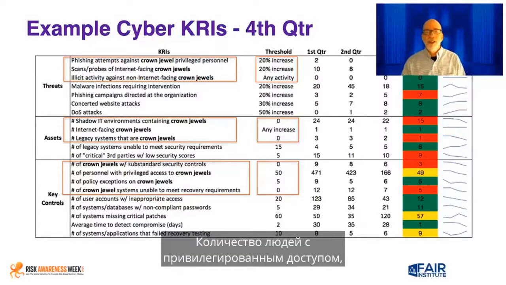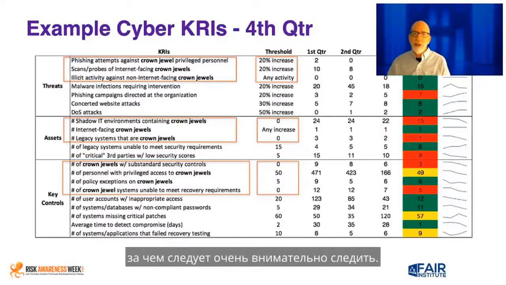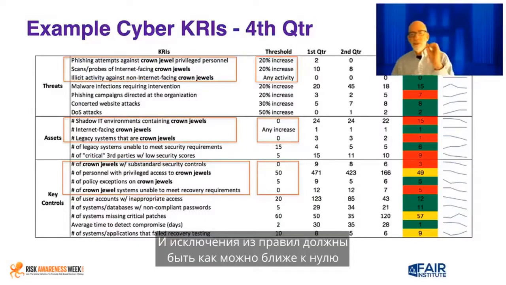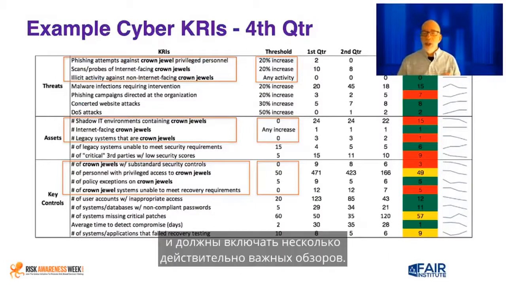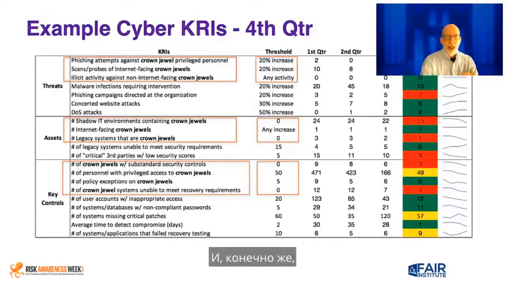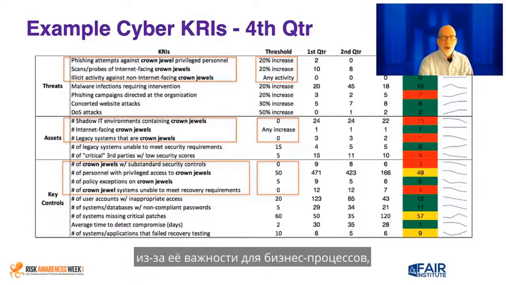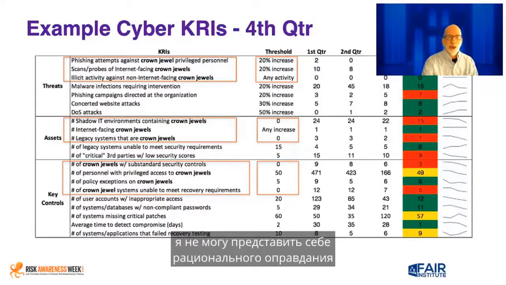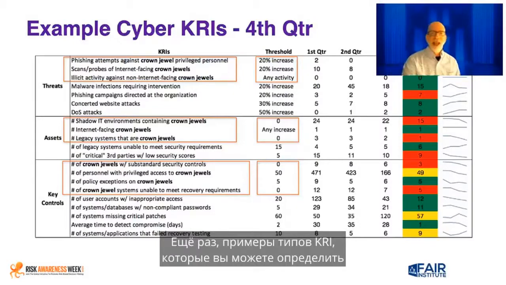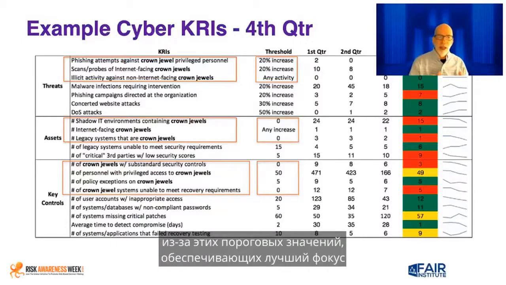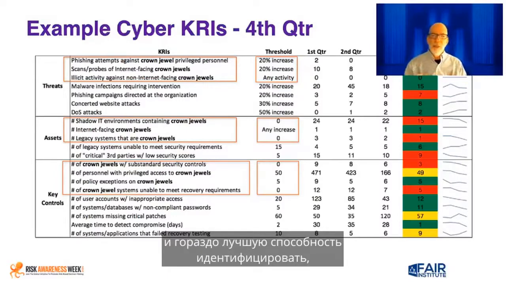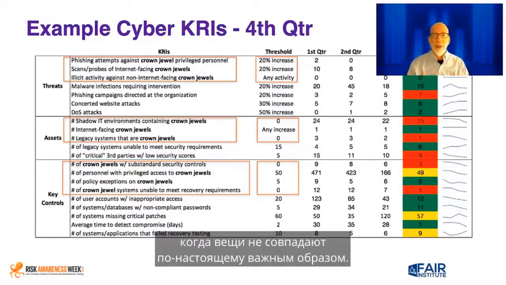The number of people who have privileged access, this is something also that should be very closely tracked. And policy exceptions should be as close to 0 as possible, and would have to include some really significant reviews. And certainly that last one there about being unable to meet recovery requirements, if it's a crown jewel because of its importance to business process, there is no rational excuse I can imagine for not being able to meet the recovery requirements for it. So again, just examples of the kinds of KRIs you can define because of these thresholds that provide much better focus and much better ability to identify when things are out of alignment in a really important way.